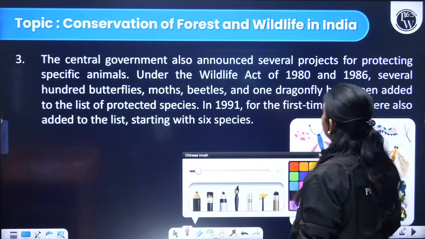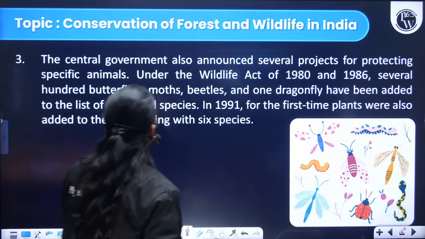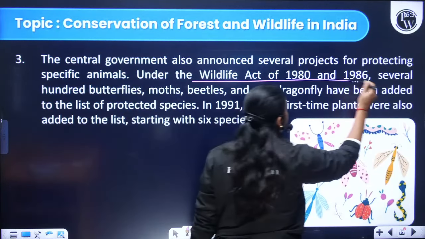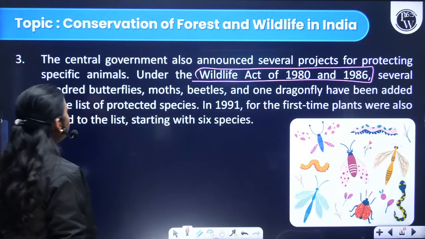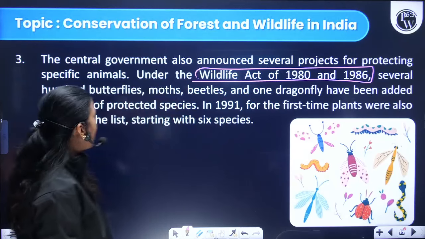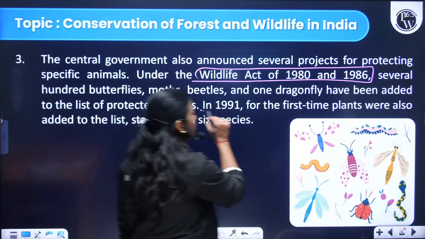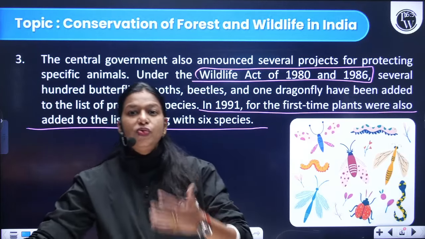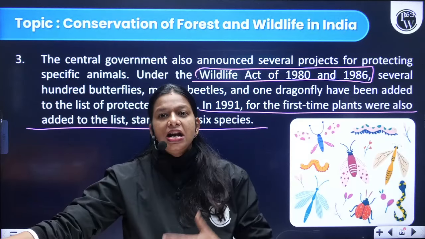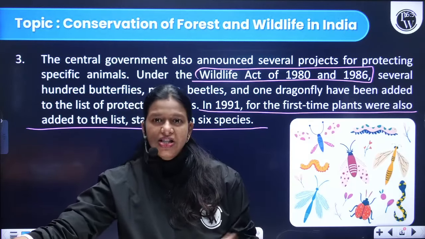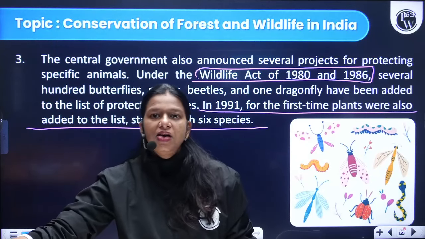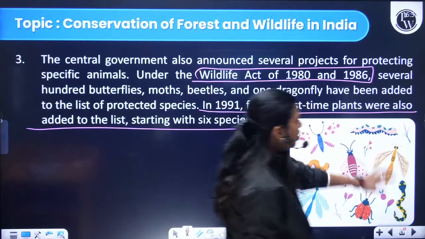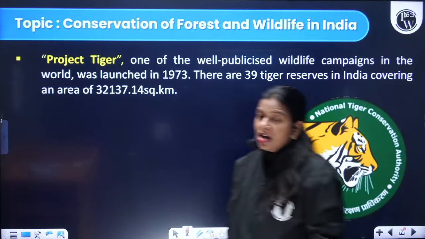To add to this, the central government also announced several projects for protecting specific animals under the Wildlife Act of 1980 and 86. Several hundred butterflies, moths, beetles, and one dragonfly have been added to the list of protected species. In 1991, for the first time, plants were also added to the list, starting with 6 species. So, as we moved on from 1972, that was the first step, Indian Wildlife Protection Act, we started expanding the list and adding more and more species which we thought would require protection from the government, so that we could stop them from getting endangered or extinct from the surface of the earth. So even the smallest of the small animals, insects, are added to it, right?